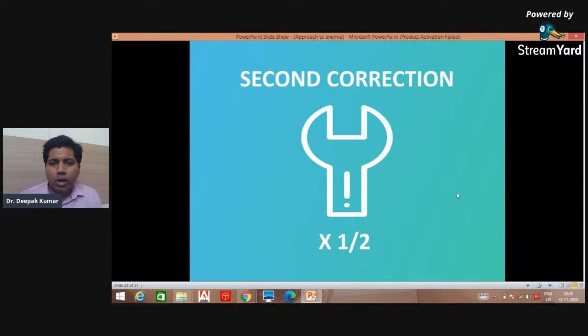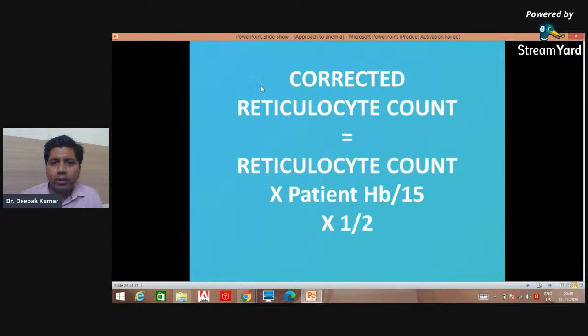So how will the actual formula look? Corrected reticulocyte count is equal to reticulocyte count into patient hemoglobin divided by 15 into half.